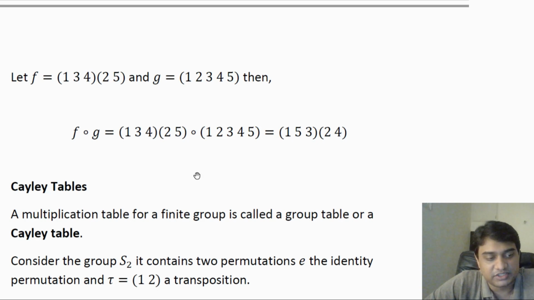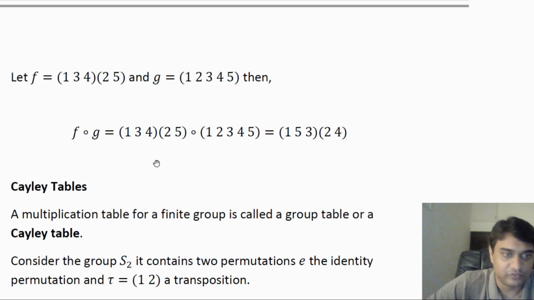So let's say we begin with 1. What is 1 mapped to by f of g? So first by g, 1 is mapped to 2, and then by f, 2 is mapped to 5. So 1 is mapped to 5 by f of g. So we write 1, 5, and then 5 is mapped to 1 by g, and 1 is mapped to 3 by f. So 5 is mapped to 3, and 3 is mapped to 4 by g, and 4 is mapped to 1 by f. So 3 is mapped to 1 by f of g, and we close the cycle here, right?